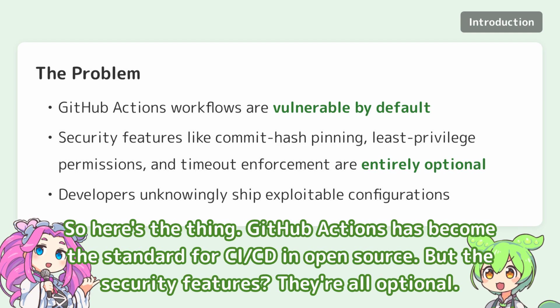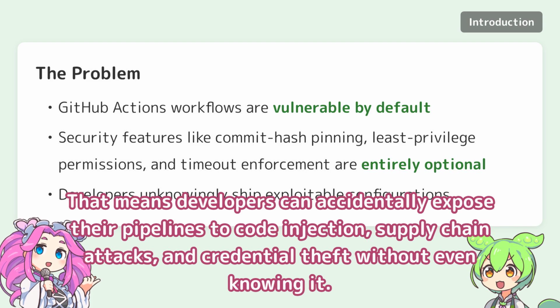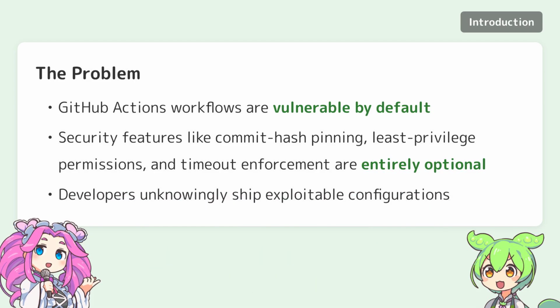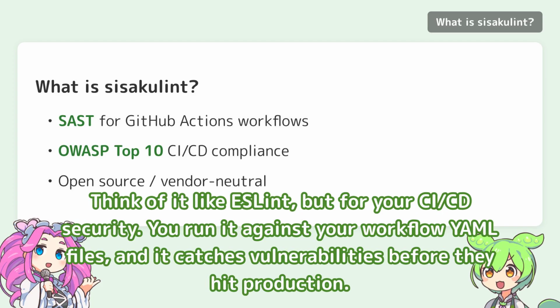So here's the thing. GitHub Actions has become the standard for CI/CD in open source. But the security features? They're all optional. That means developers can accidentally expose their pipelines to code injection, supply chain attacks, and credential theft without even knowing it. Think of it like ESLint, but for your CI/CD security.